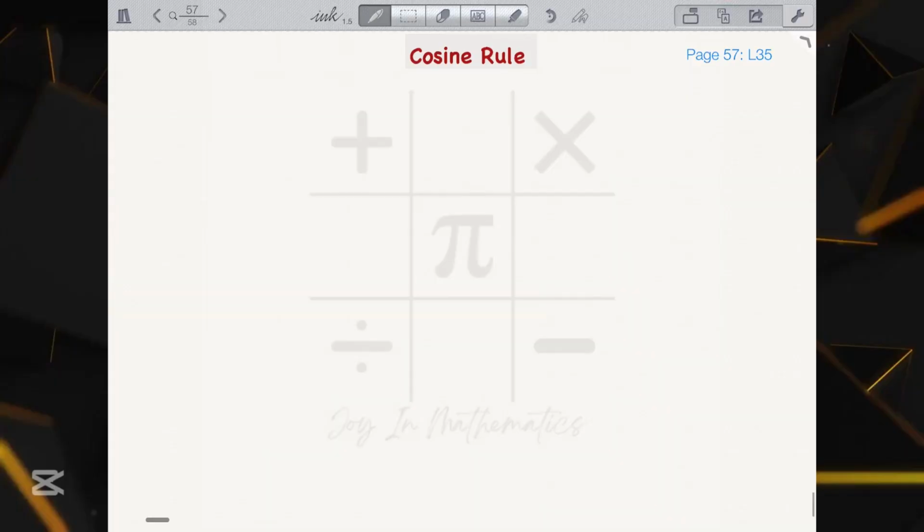Now, in the last lesson video we dealt with the sine rule, and we came to the conclusion that if you have a triangle that is not right-angled, triangle ABC with lengths a, b and c, then a divided by sine A is equal to b divided by sine B, which is equal to c divided by sine C. This is the sine rule.